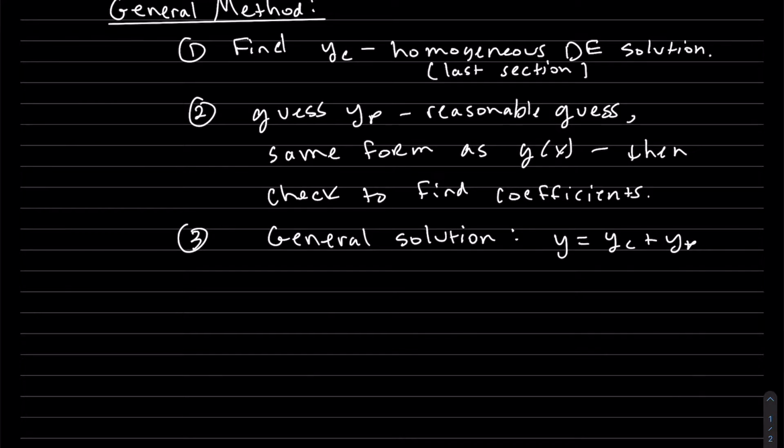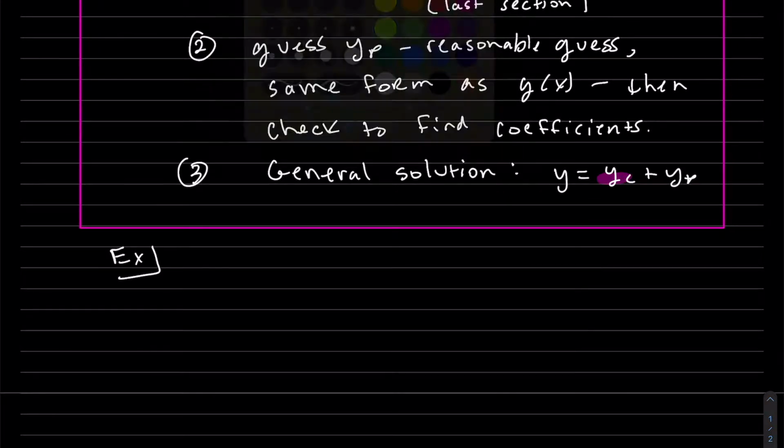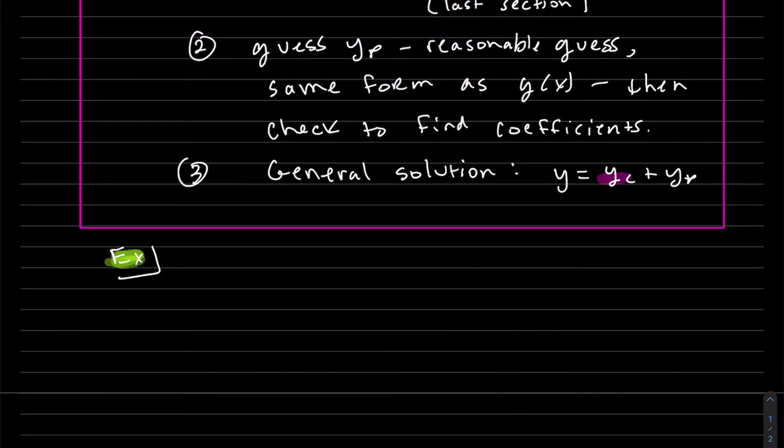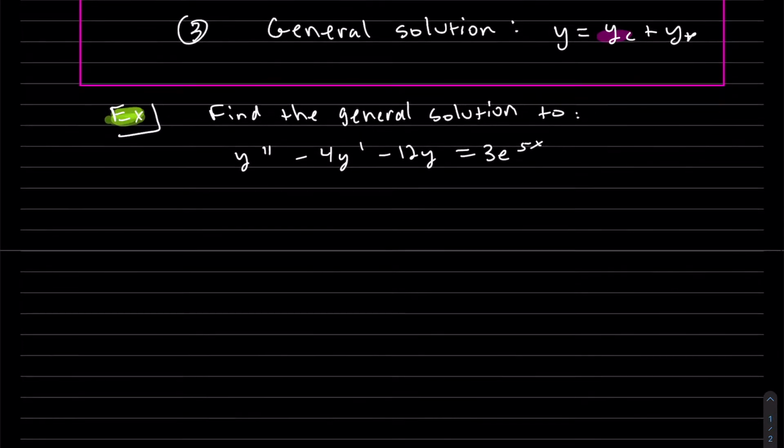So again, whatever order it is, we get our constants of coefficients from our yc. So our first example. Okay, so here's a non-homogeneous. It's not homogeneous since we have a function right here on the right. So that's my g of x.